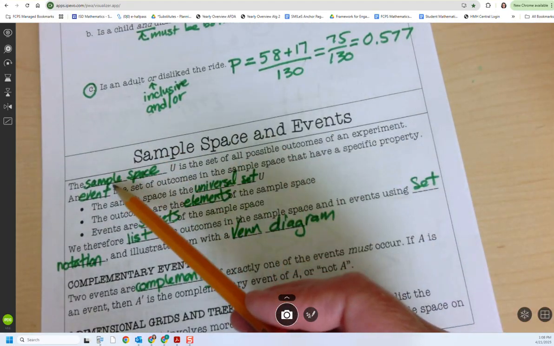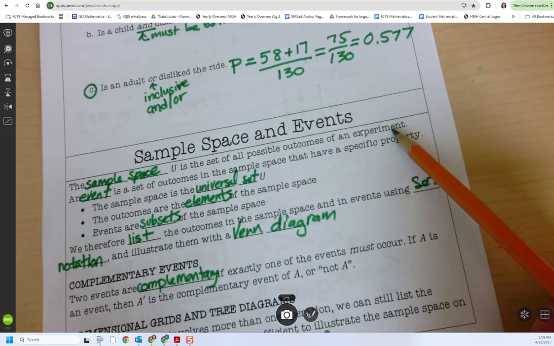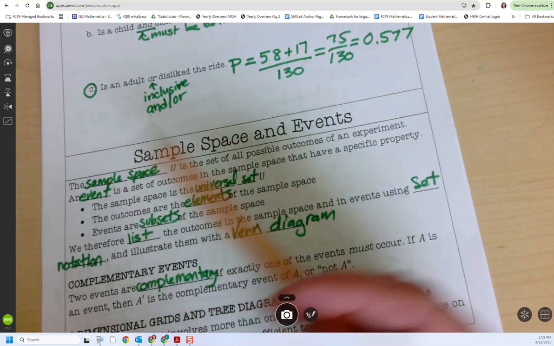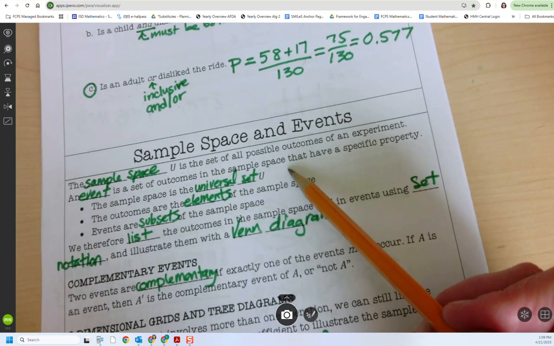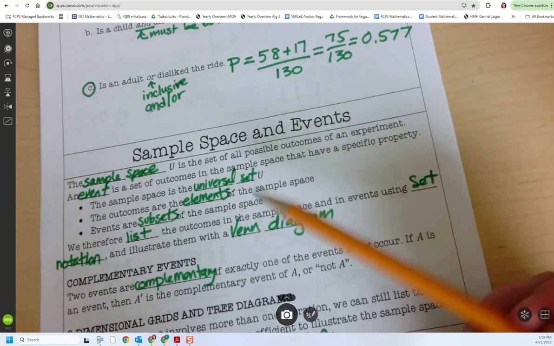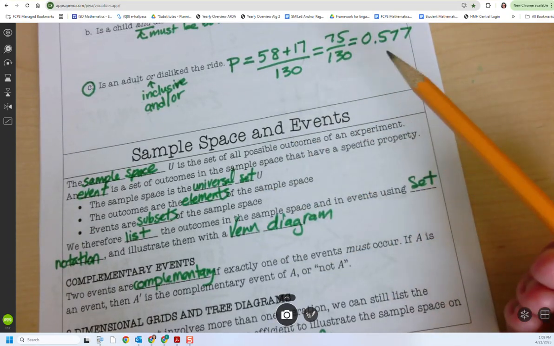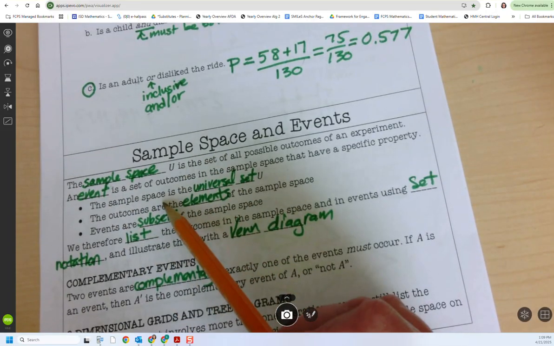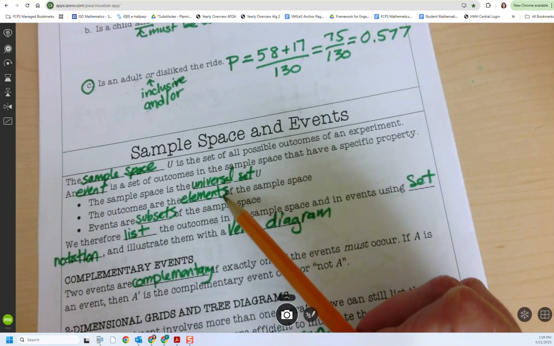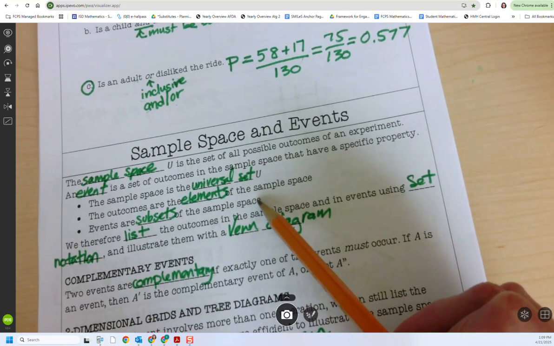All right, the sample space, U, is the set of all possible outcomes of an experiment. It's called U because it's the universal set. An event is a set of outcomes in the sample space that have a specific property. Like maybe the property is that I roll a 3, or maybe the property is a student is wearing jeans. The sample space is the universal set U. The outcomes are the elements of the sample space. Events are subsets of the sample space.